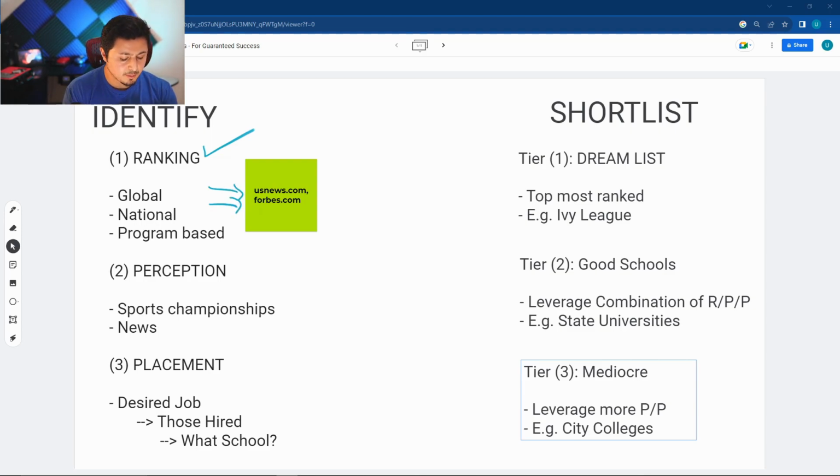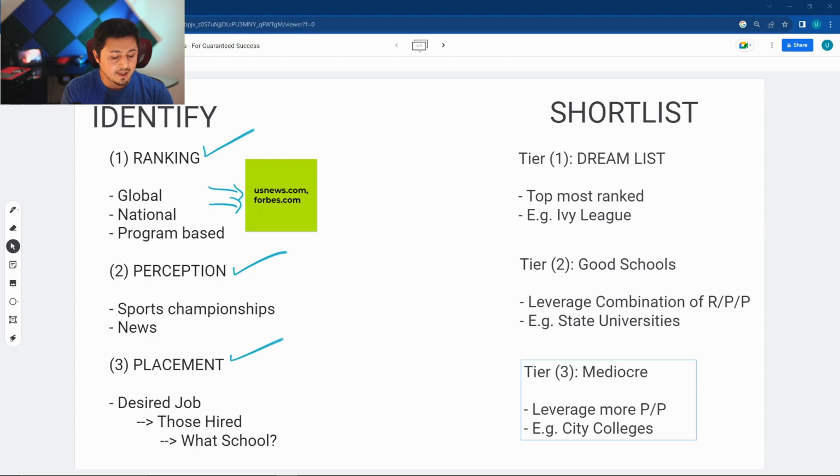The second is perception. This refers to sports championships, national championships, schools that have been big in the sports picture for winning consecutively over a number of years. These are schools that will be well known and people will all talk about these schools. America is very big on sports. The third one is placement.